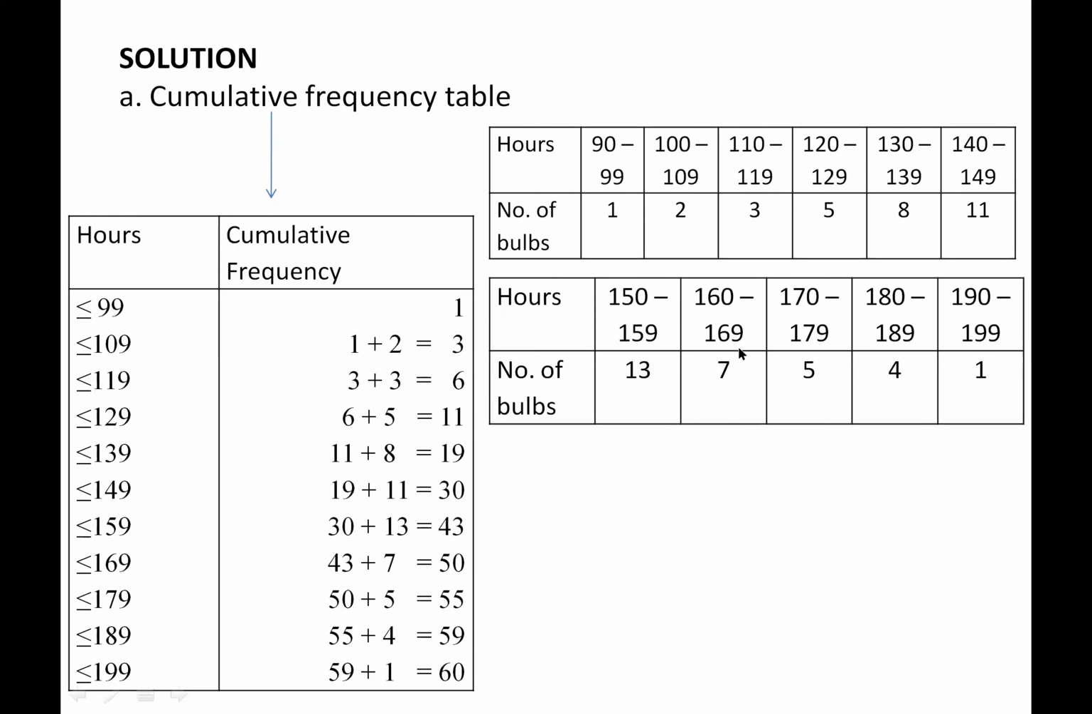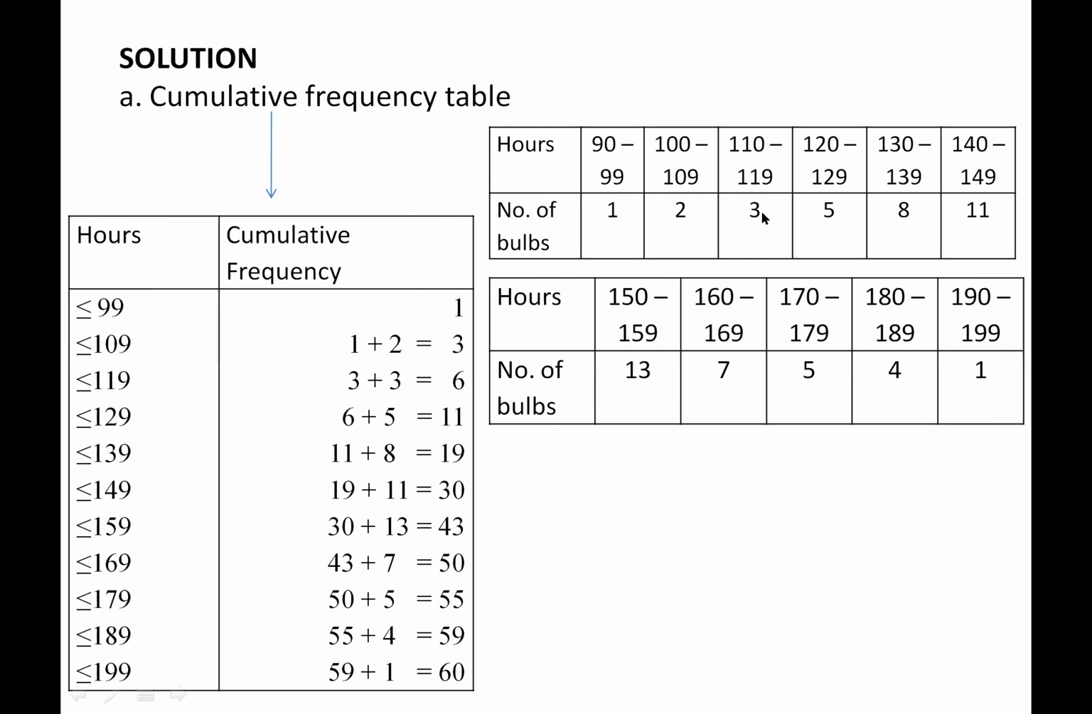This is what we started off with. So the number of bulbs that stayed lit for 99, that's the limit, 99 hours or less, would be 1 bulb, which is this, right? So 1 bulb stayed lit for 99 hours or less, which is less than or equal to 99. Let's check here now. How many bulbs stayed lit for 109 hours or less? Well, we'd have to add the 2 and the 1, so that'll give us 3 bulbs. So 3 bulbs stayed lit for 109 hours or less, or less than or equal to 109 hours.